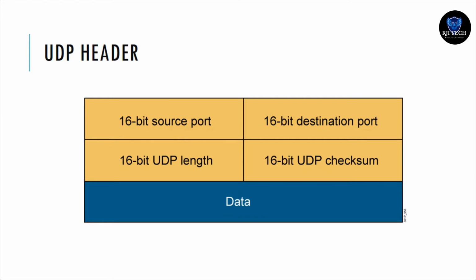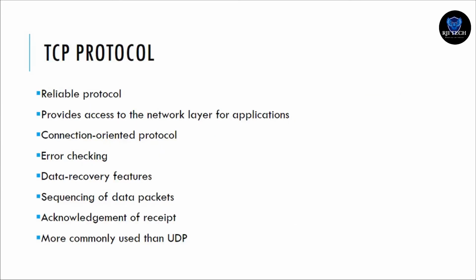It does not provide error recovery, and does not provide an acknowledgement or sequence number, as we will see later in the TCP protocol. The TCP protocol is the reliable protocol. It's the reliable version of the protocols that are acting on the transport layer. It provides access to the network layer for applications just like the UDP, but it is different in that it is a connection oriented protocol. Before data transmission, there should be an establishment of a connection, a complete circuit between the source and the destination.